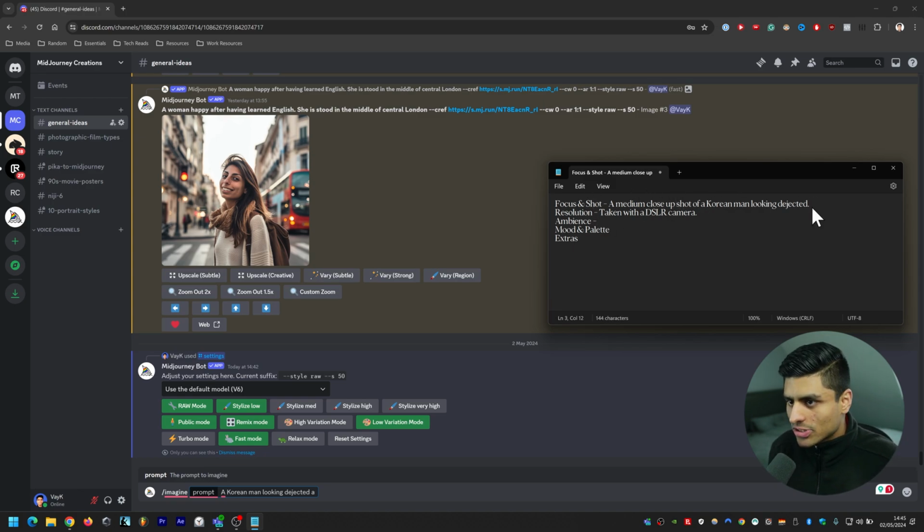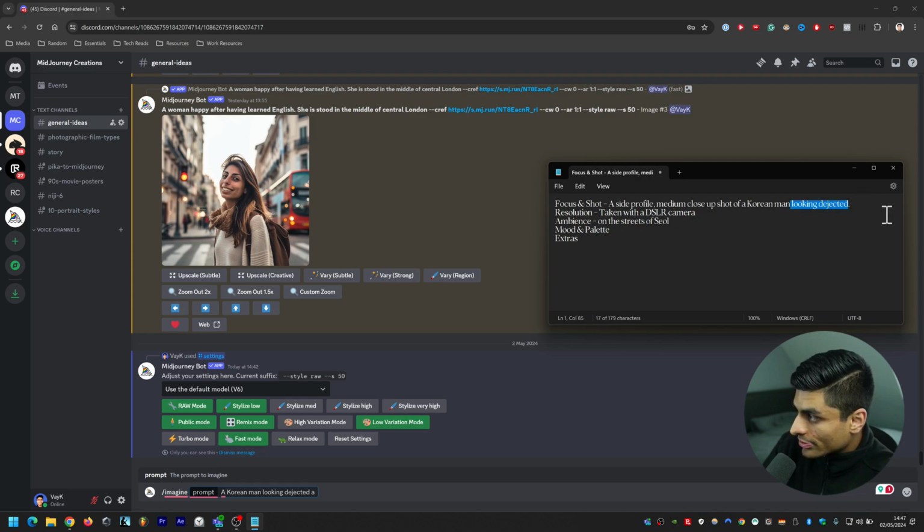Now in the ambience, we can describe where they're based. On the streets of Seoul, basically the capital of South Korea. A side profile, medium close-up shot of a Korean man looking dejected, taken with a DSLR camera on the streets of Seoul. We don't need to include the dejected part there; that'll be mentioned within the mood and palette that we're going for. So: a side profile, medium close-up shot of a Korean man taken with a DSLR camera on the streets of Seoul.